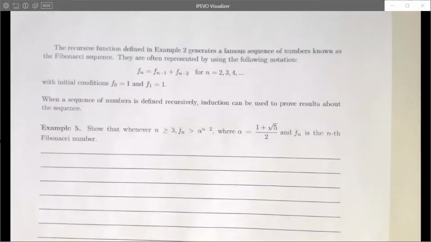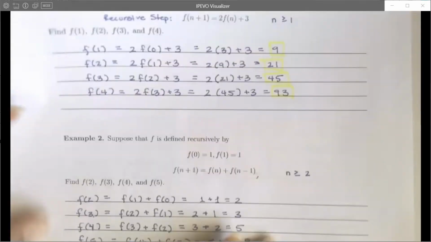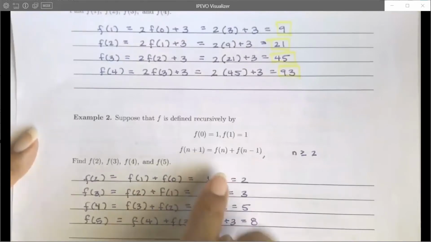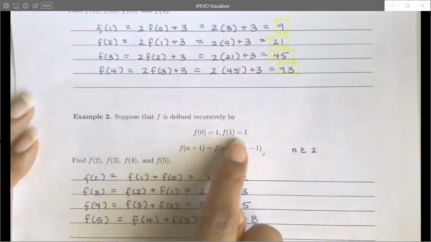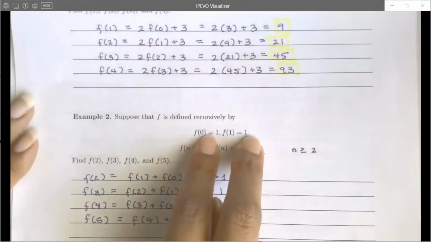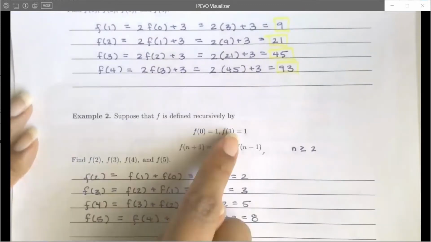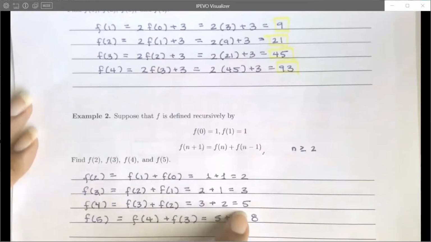And that brings us to example number 5. Now, before we consider example number 5, let's just talk a little bit about what we saw in example number 2, which was the recursive function that was adding the previous two function values. And so this is what it looked like. Initially, we started with two given function values, 1 and 1. Then to get the next function value, f of 2, we add 1 and 1 to get 2, so that f of 2 is 2. Then to get 3, we added 1 and 2 to get 3. For f of 4, we added 2 and 3 to get 5, then added 3 and 5 to get 8.